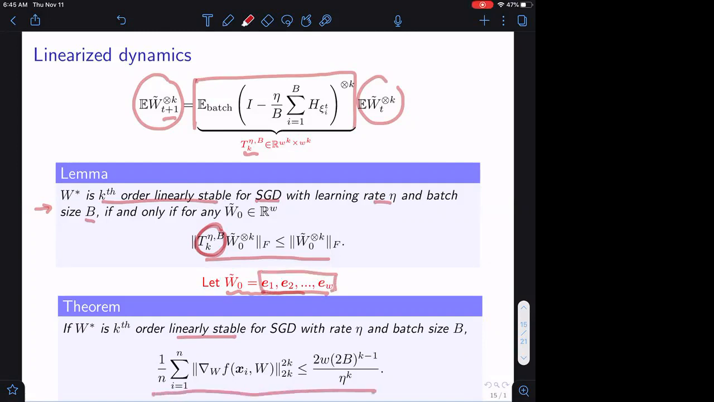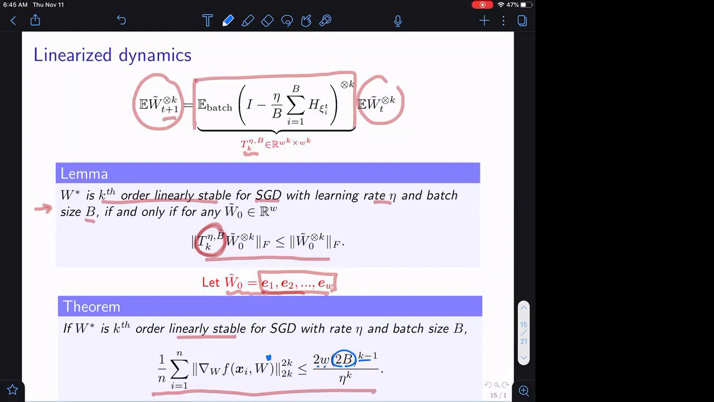Sorry, I made one mistake here. So at the W star, if you take a look at the W weights, and then you measure the 2K norms raised to the power 2K, and then you average over the data points, this will be bounded by the following quantity. It's bounded by 2 times W, where W is the dimension of the neural network parameters, times 2 to the power B, where B is my mini batch size, raised to the power K minus 1, over eta to the power K.